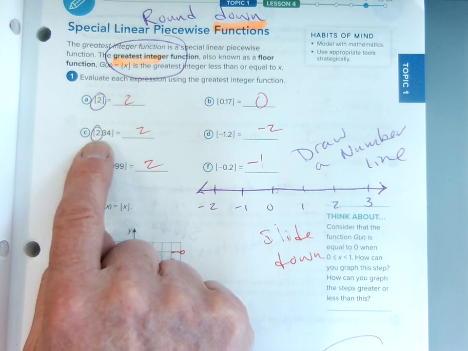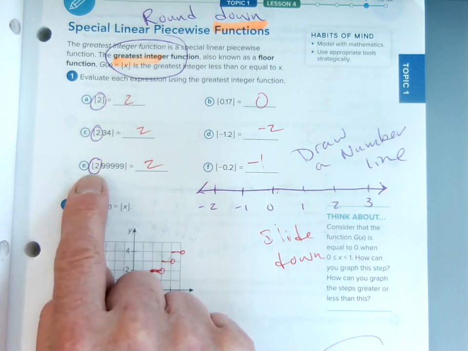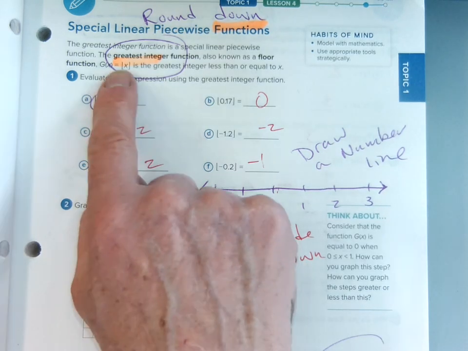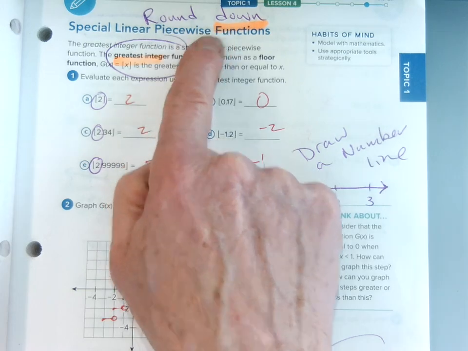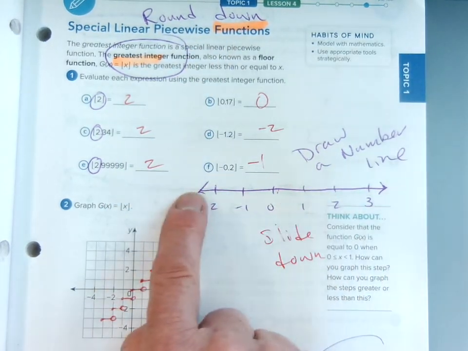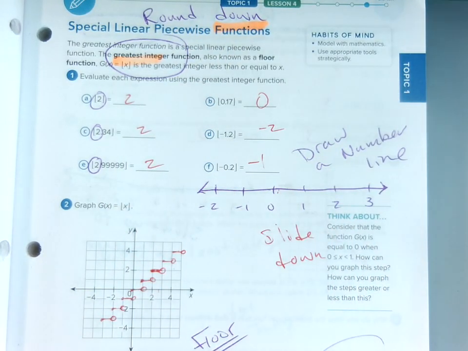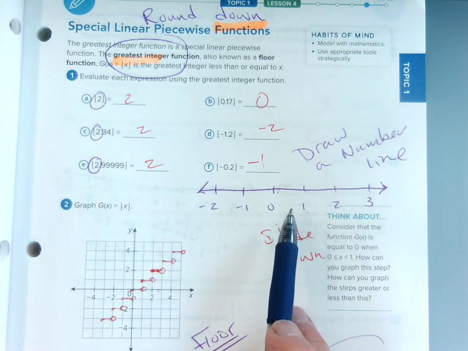2.34, the greatest integer is 2. You don't round up. 2.99999, the greatest integer is 2. So what I tell kids, when you see greatest integer, you round down. One way to do it is also to look at a number line, and the idea is you're always going to slide down to the integer.